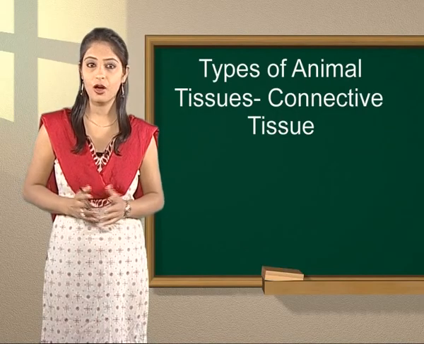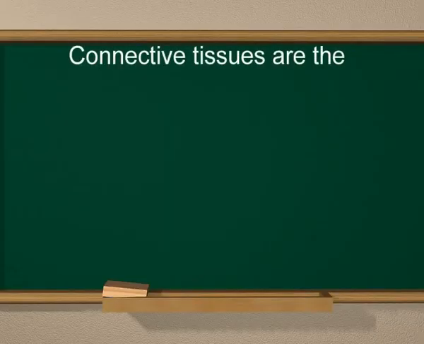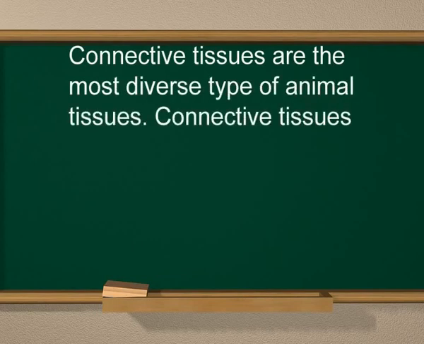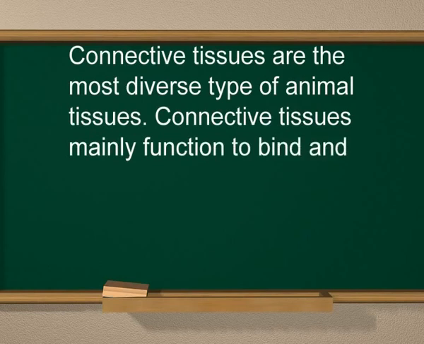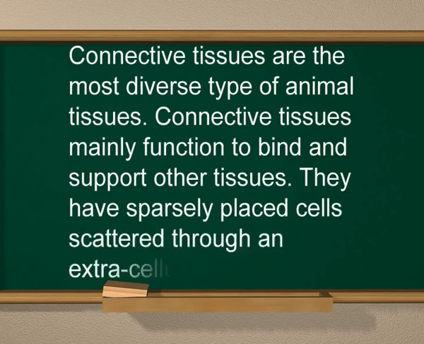Next question. What are connective tissues? Answer. Connective tissues are the most diverse type of animal tissues. Connective tissues mainly function to bind and support other tissues. They have sparsely placed cells scattered through an extracellular matrix.